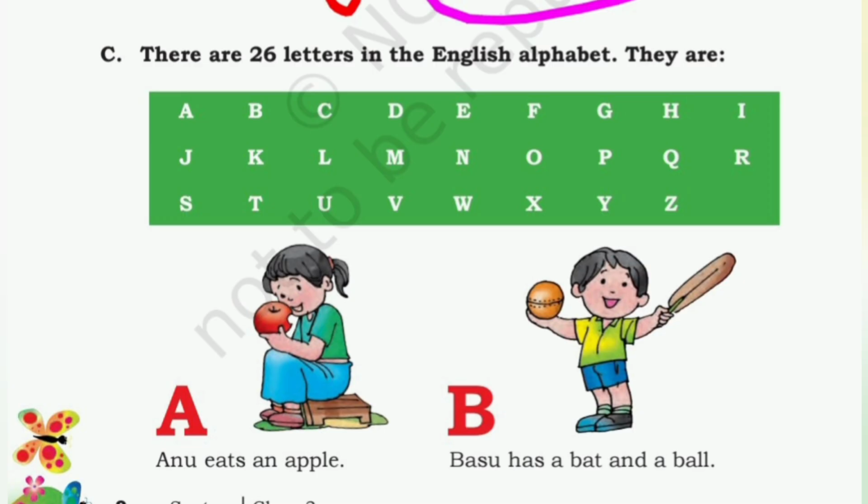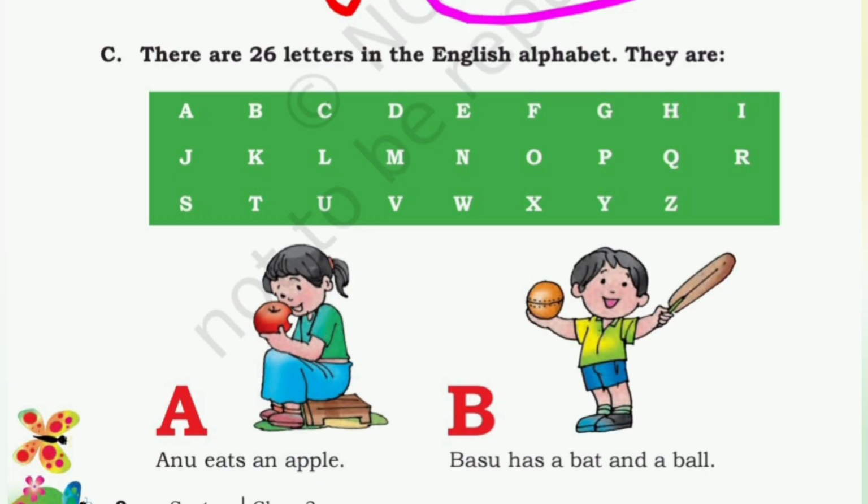As we know, there are 26 alphabets in English language. So let us solve the next exercise. See, there are 26 letters in the English alphabet. They are A, B, C, D, E, F, G, H, I, J, K, L, M, N, O, P, Q, R, S, T, U, V, W, X, Y, Z.